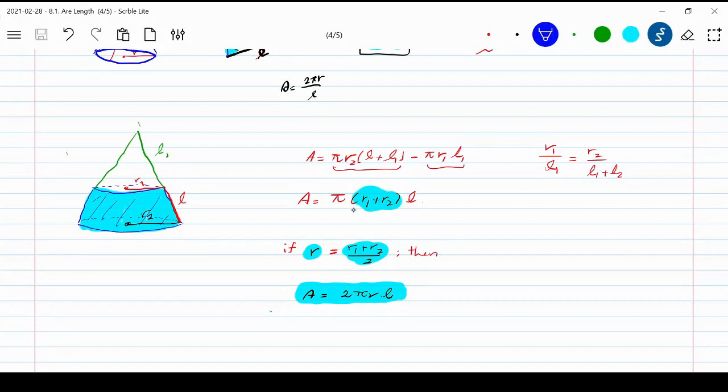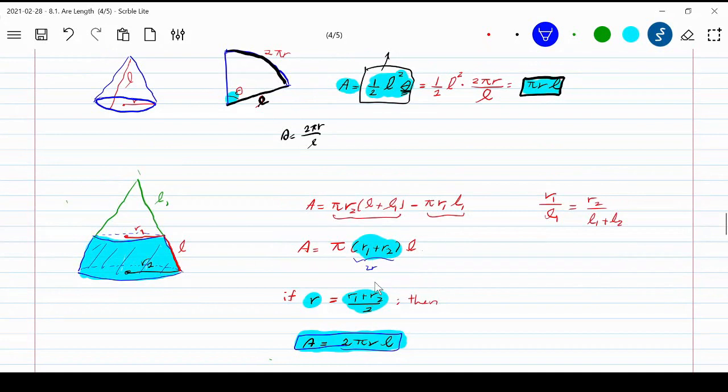This would be exactly the same as 2R. So what you have is 2R times pi times L, or 2 pi RL, assuming that the R is the average of those two radiuses. And now this is much easier to remember, and you can compare it to what you have here.